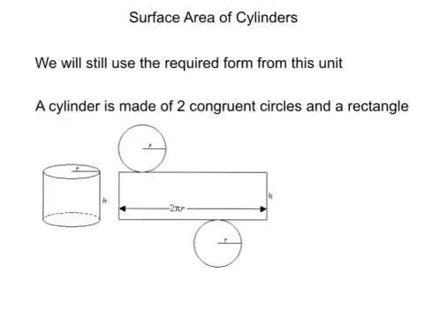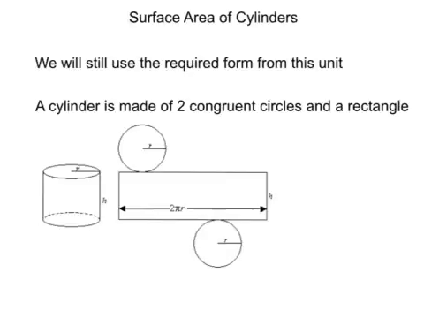Hi, we are going to finish up with surface area of cylinders today. We are going to use the same required form that we have used this entire unit, where you will find each individual side of your shape and then add those areas up at the end. So we've looked at rectangular prisms, which were comprised of 6 rectangles. We looked at triangular prisms, which had 2 triangles and 3 rectangles. Now we're going to look at cylinders.